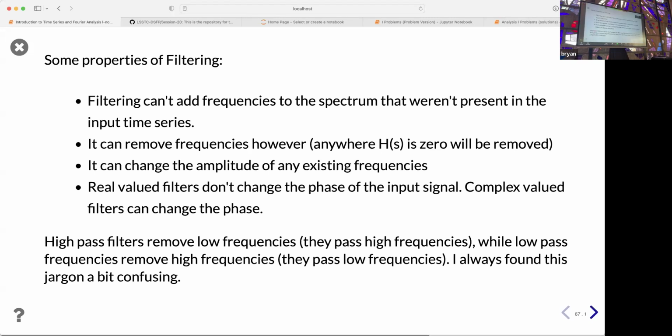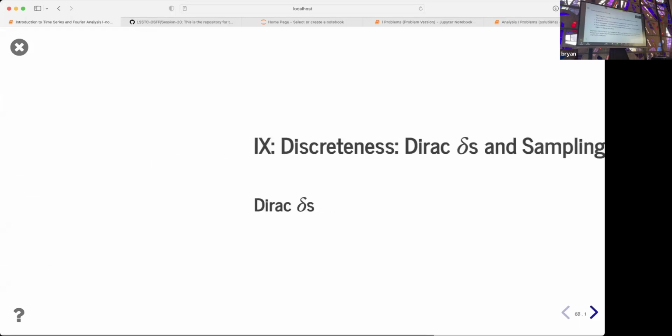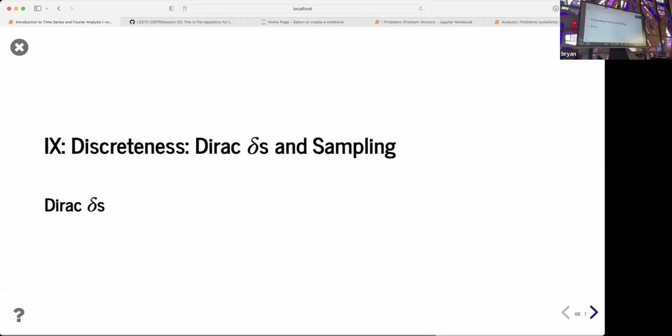Something I always thought was confusing is that a high pass filter removes low frequencies, and a low pass filter removes high frequencies. Right? It's passing the high frequencies, or it's passing the low frequencies. Okay, so that's one application, filtering.